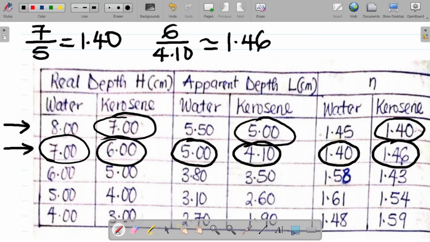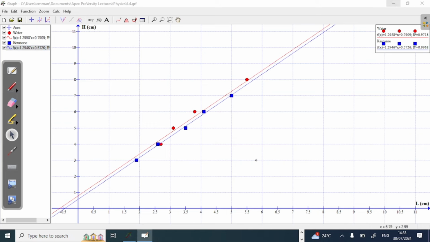Then when you're done with this, let's head straight to the graph sheet. Don't forget that you draw the graph for both water and kerosene on the same graph sheet. So if I draw that, what will it look like? This is what I got when I did my own graph sheet. So we've successfully plotted water and kerosene. For mine, I used red to indicate water and blue to indicate kerosene. So this is what the graph would look like.